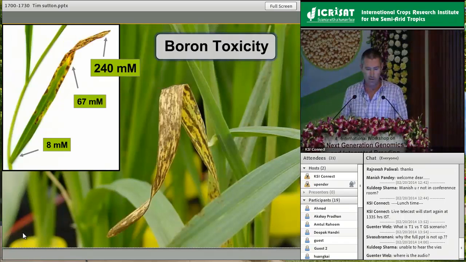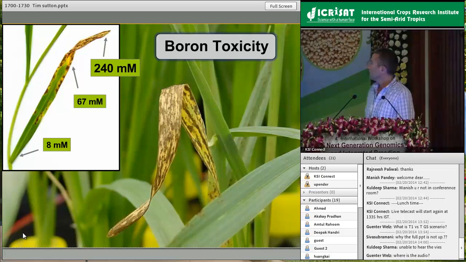So this is what boron toxicity looks like. It presents itself as necrotic lesions in the leaves. Usually they appear in the tips of the oldest leaves first, and this is because boron enters the plant and accumulates in the tips of the oldest leaves at the end of the transpiration stream.